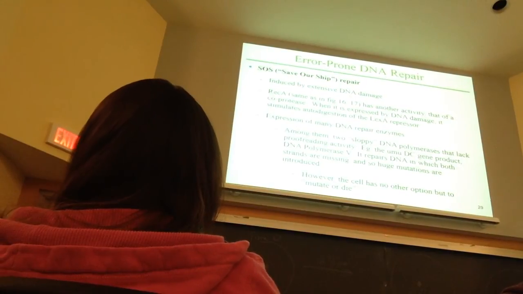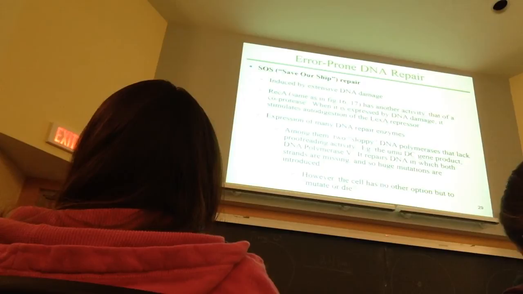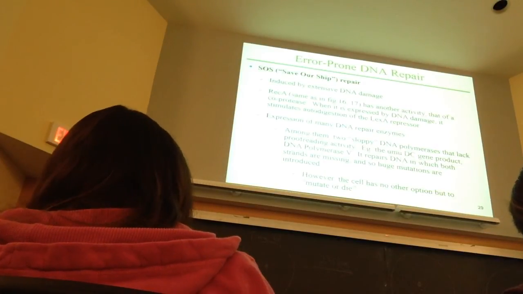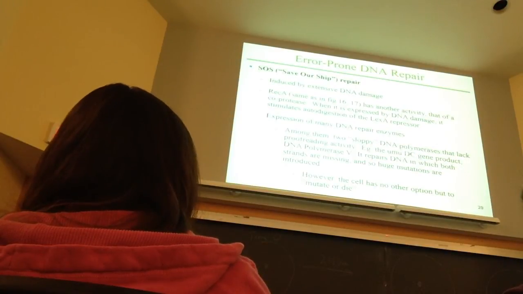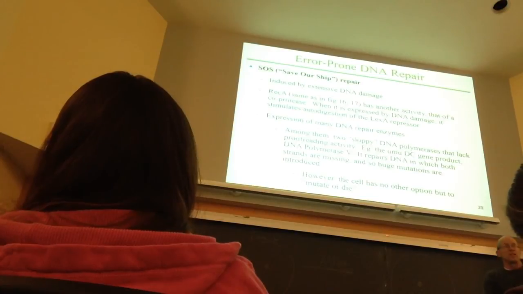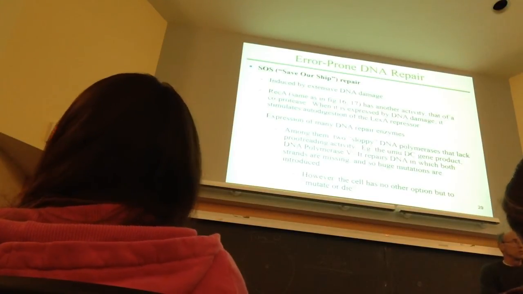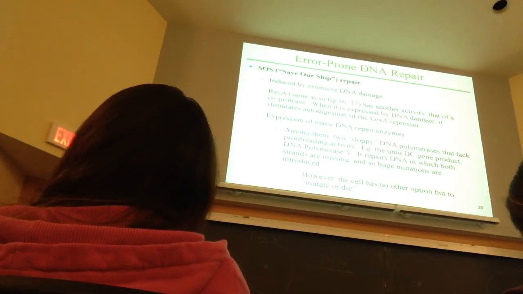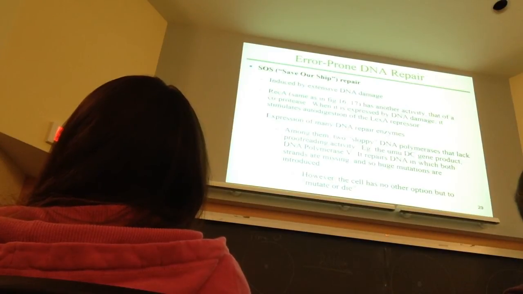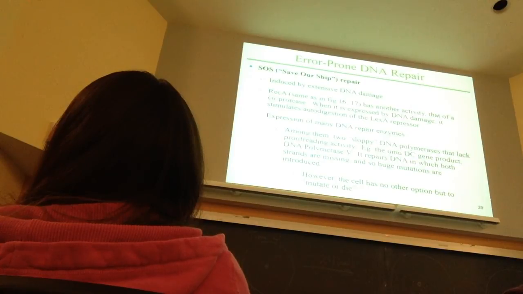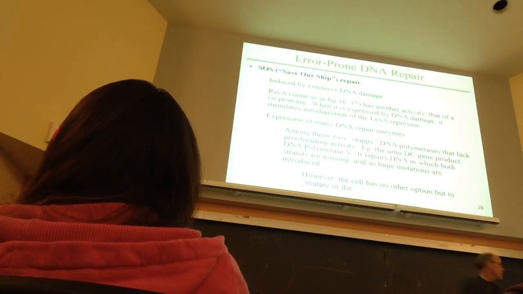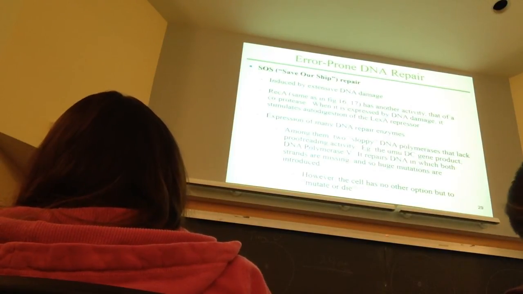Okay, so the digestion of this repressor protein then allows for the expression of a number of DNA repair enzymes. And so there are these sloppy DNA polymerase enzymes that don't do any proofreading. And so we're going to be looking at the UmuDC gene product, which is one of the polymerases that Zach mentioned, the DNA polymerase V.